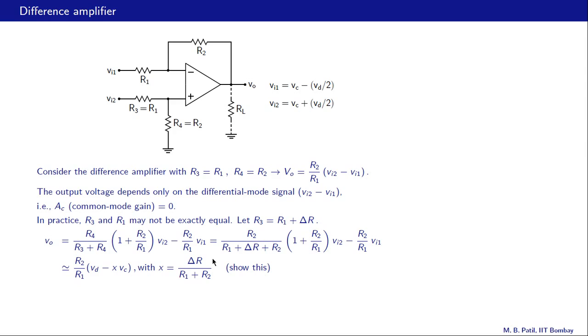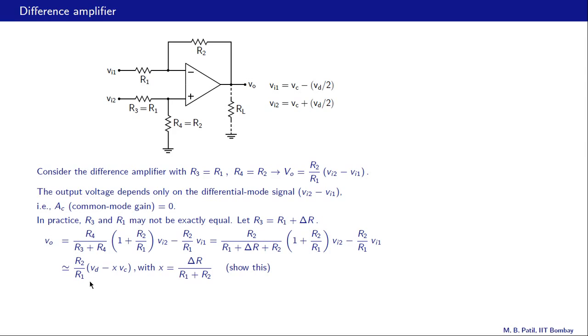What we do in short is take R1 plus R2 common from the denominator, and then we end up with 1 plus x in the denominator, where x is delta R over R1 plus R2. Then we use the approximation that 1 over 1 plus x is approximately 1 minus x. And finally, we use these definitions. So after all that algebra, we end up with this expression here for VO.